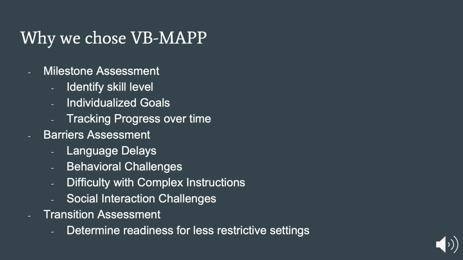This helps to ensure that her therapy is individualized to her needs and that we continue to work on building functional skills. The barriers assessment will help us identify any obstacles that are impacting her progress and develop interventions to better support her learning. The transition assessment will help us determine if Sarah has acquired the necessary skills through treatment to succeed in a school setting, which would be the ultimate goal for her.